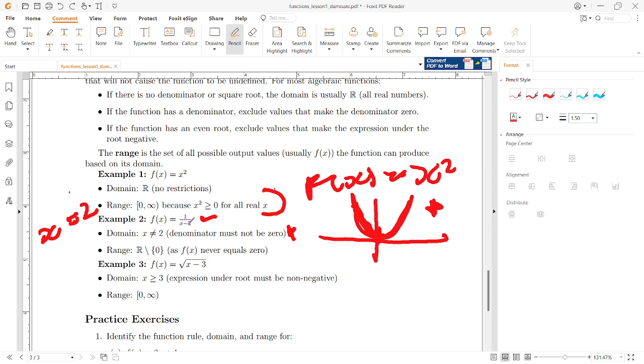So for the range, we are basically looking at all real values except 0. So in this case, we are trying to communicate that f of x is never equal to 0. Because if you look at the scenario that we have, there's no way we are going to have f of x equal to 0.